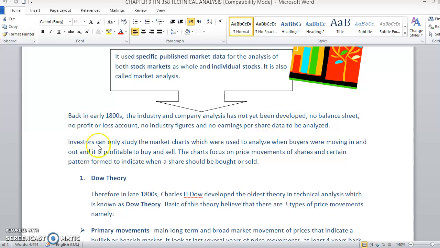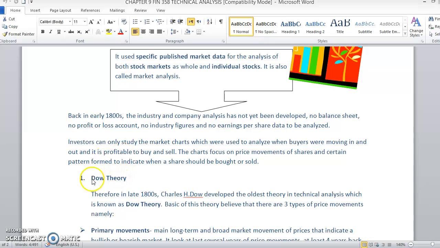So what happened is that investors could only study the market charts, which were used to analyze when buyers were moving in and out and when it is profitable to buy or sell. Okay, so the chart focuses on the price movement of the shares, and certain patterns form to indicate when a share should be bought or sold. All right, so there are particular theories that were generated during that time.